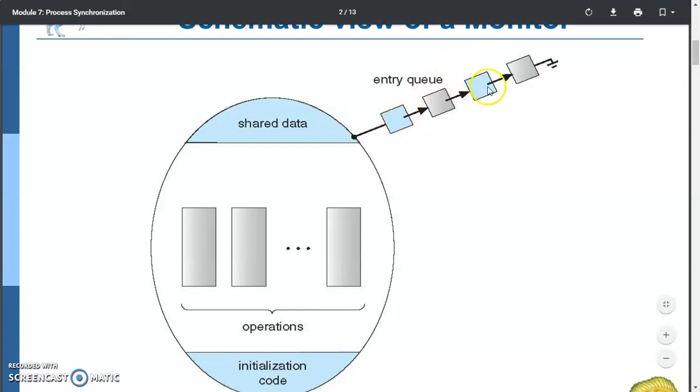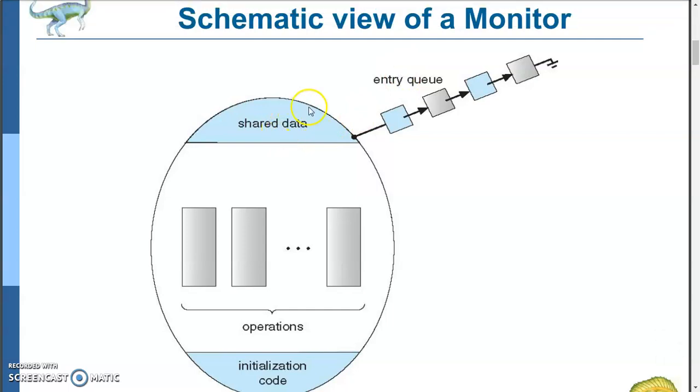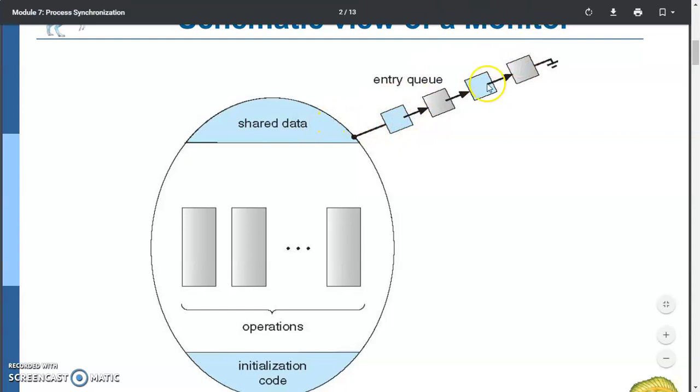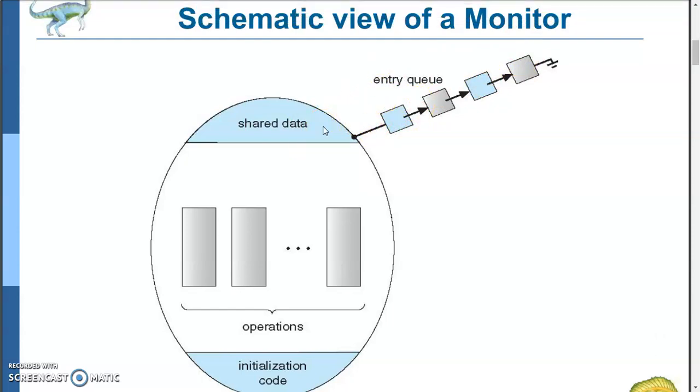This is the entry queue. Based on the entry queue, we can give the shared data to a process. So we can share the data with the processes with the help of the monitor. The monitor tracks every time which process uses the shared data, and which process will use the shared data next. This is the operation implemented by the monitor. Here we also use initialization code, which is used each time the shared data is assigned to a process.